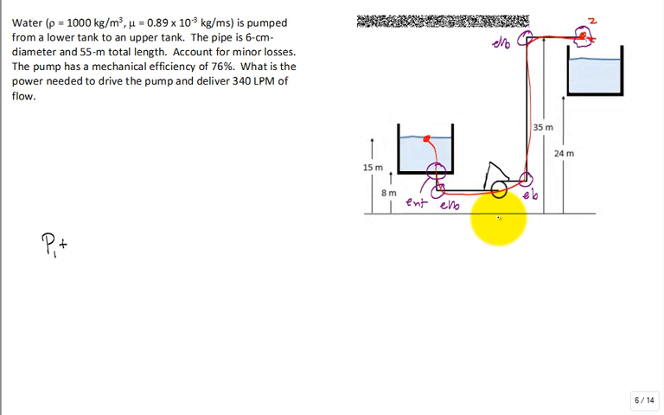A lot of times they have a slightly different suction line than discharge line, a larger diameter suction than smaller diameter discharge, but it's embedded in the calculation of the pump, the efficiency of the pump, things like that. Right here, the mechanical efficiency of the pump is 76%. And they give us the volumetric flow rate through the system, and they want us to calculate the power needed to drive the pump.